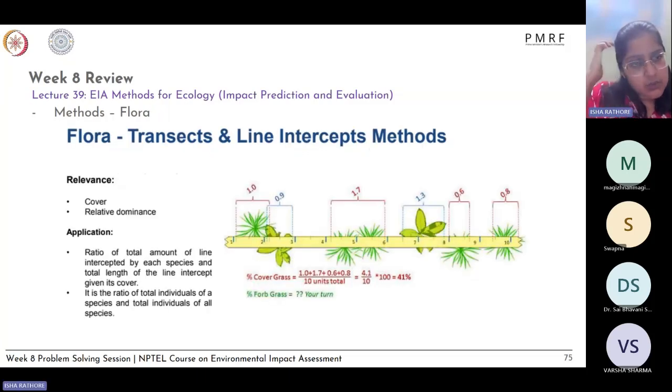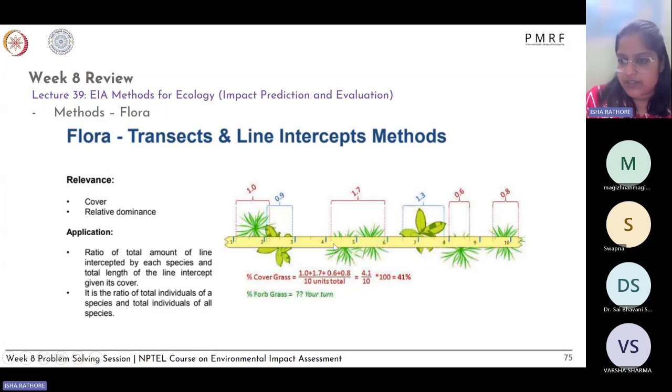Now we look at a few of the methods. We looked at the transect and line intercept method. This is for determining the coverage and relative dominance. What we do is we draw a line and we know the length of the line. Whatever species of plant is found on this line, we consider the length of that plant. For example, now we will look at the grass cover. You see this grass cover has a width of 1, like it occupies 1 unit in this 10-part line.